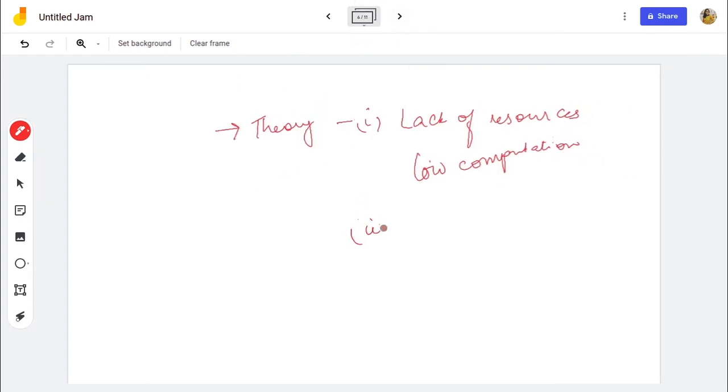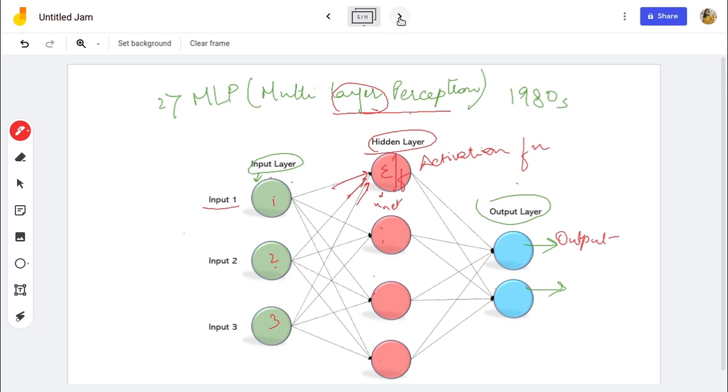The other problem was lack of data. If you look back at the 1980s, most data was just on paper. There was nothing in digital format. So due to the lack of data and low computational power, there was no way this could be proved. However, what is surprising is that this structure was from the 1980s and we still somehow use a form of this structure.